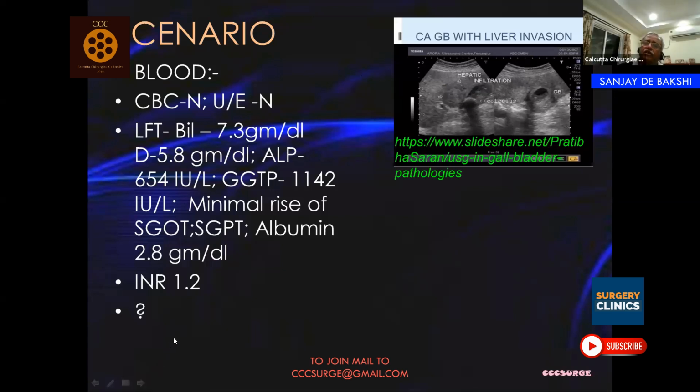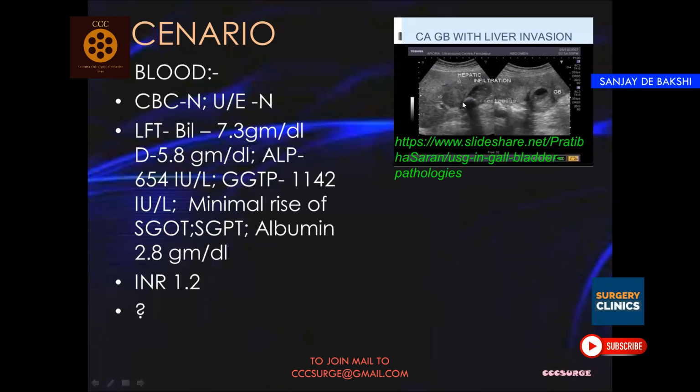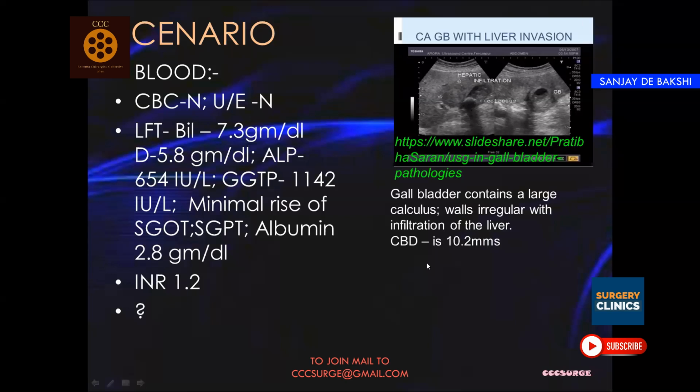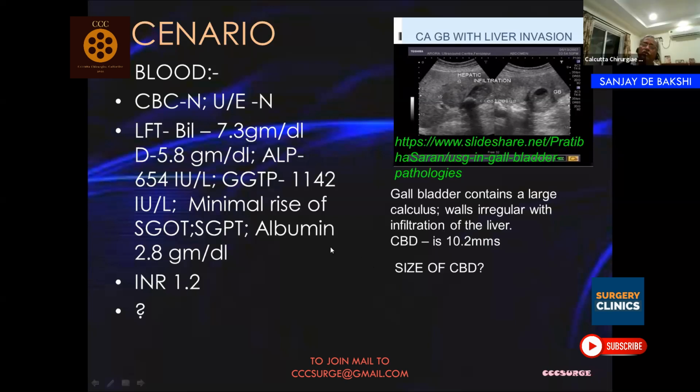The ultrasound is always very difficult. It's very operator dependent. So I'm not going to bore you with this, except to show you that that's the gallbladder. There is a stone, you can appreciate the posterior acoustic shadow out here. And there's a bit of hepatic infiltration. So the gallbladder contains a large calculus. Walls are irregular with infiltration of the liver. Bile duct is 10.2 millimeters. What do you think about the size of the CBD?